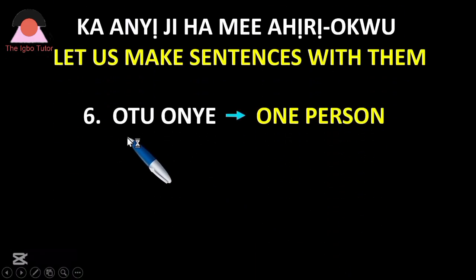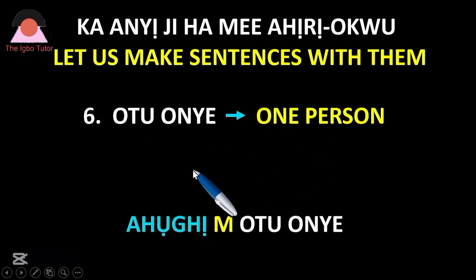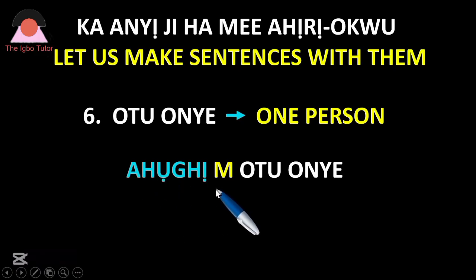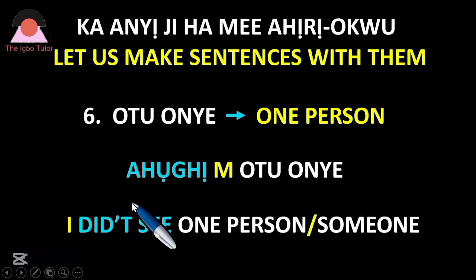Anyị gaa na nke isii. Nke isii bụ otu onye. Otu onye, one person or a person. Okay? Have a sentence now. Ahụghị m otu onye. This can also be used for anybody or someone. All right? Ahụghị m otu onye. I didn't see one person. I didn't see one person or someone. Sometimes it's used also for that. Okay? But if you didn't see anybody at all, you can also say, I didn't see someone. Ahụghị m otu onye. Okay?